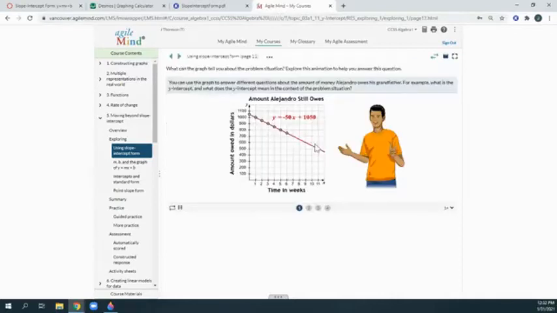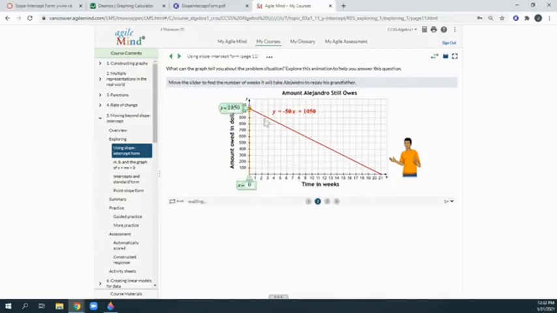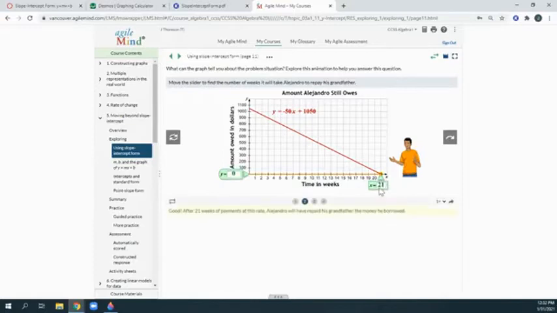So we got him, he's paying his money. That's really cool. We got this graph. Just want you to see what this graph looks like. We just graphed this formula, y equals negative 50x plus 1050. That's what we just did. And they're going to ask, move the slider to show how many weeks it will take him to repay his grandfather. They have a bigger graph, so we can see it better. I can scoot this all the way over. Well, the amount he owes will go to zero in week 21. So after 21 weeks, he'll owe $0.